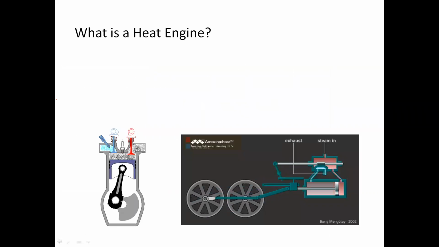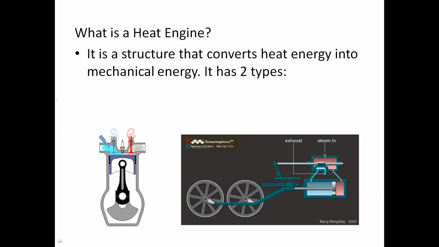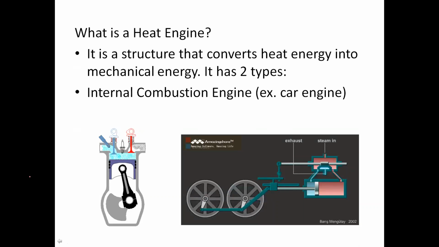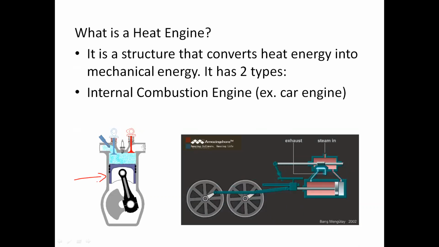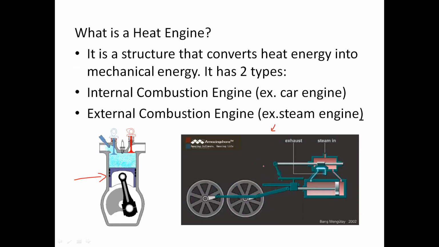What is a heat engine? It is a structure that converts heat energy into mechanical energy. It has two types. First, there's the internal combustion engine. An example is this image on the left, which is the car engine. And the next is the external combustion engine. The example given is this steam engine that is used in a locomotive.